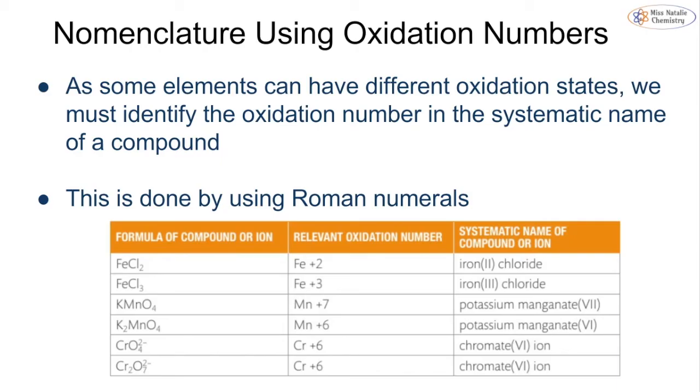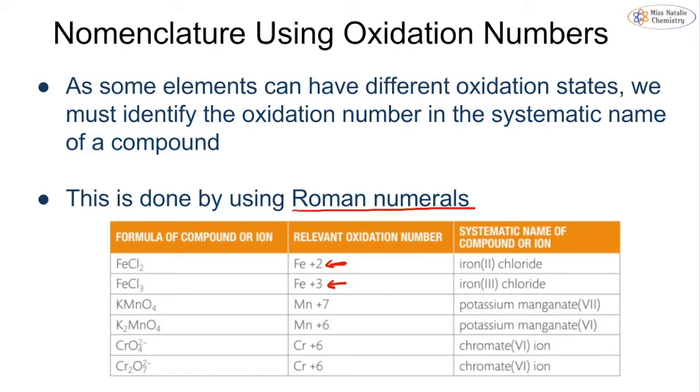Now we're going to move on to nomenclature using oxidation numbers. Because some elements can have different oxidation states, we have to specify in the name, or in the systematic name of a compound, what the oxidation number is. And we do this by using Roman numerals. So if we look at iron, for our first two examples, we have FeCl2 and FeCl3. So the iron can have an oxidation number of +2 or +3, and you will find out more about why that can have different oxidation numbers in year 13.